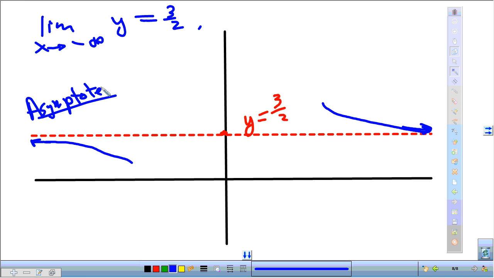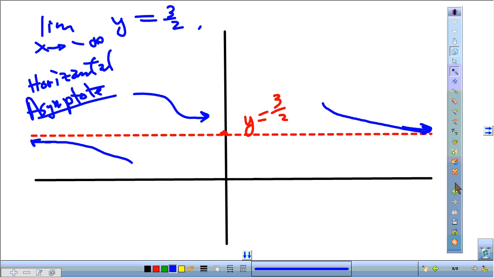So y equals 3 halves is an asymptote if the limit at infinity happens to be that number. This is a horizontal asymptote. Limits at infinity, if those are numbers, give horizontal asymptotes.